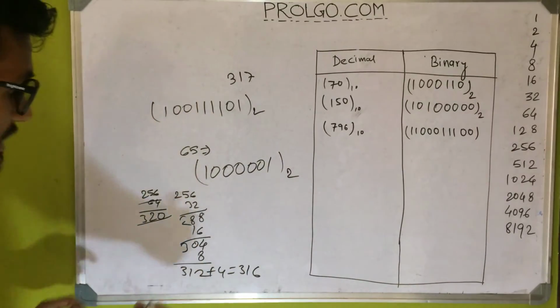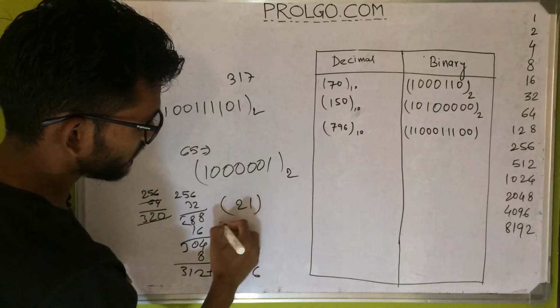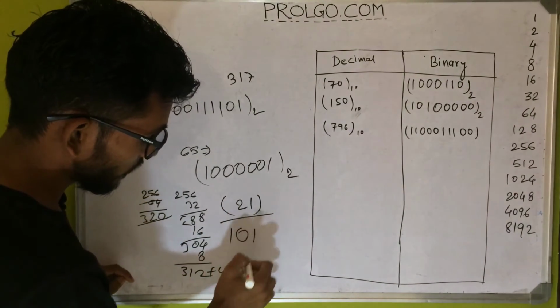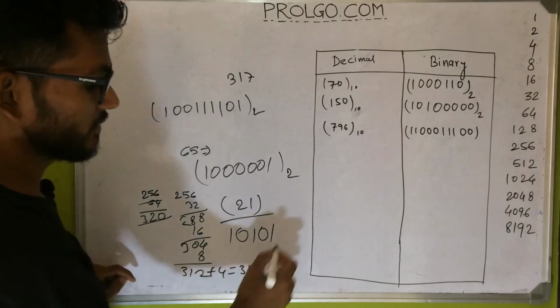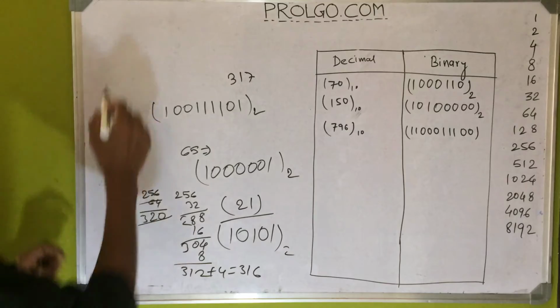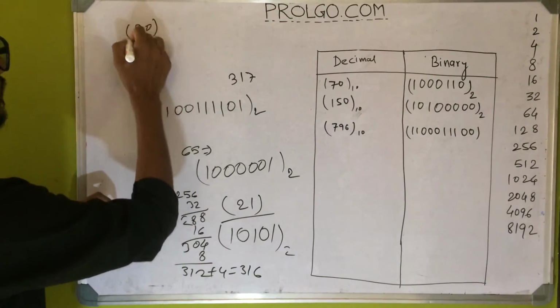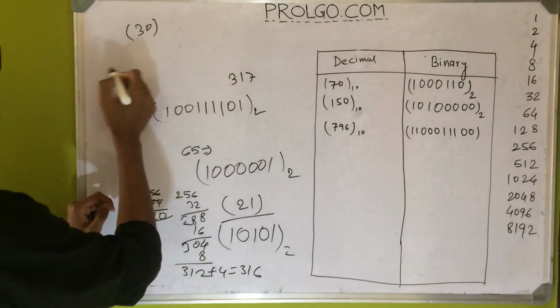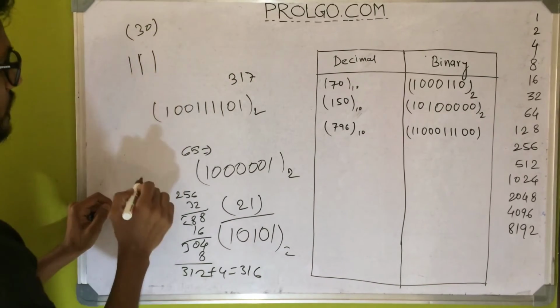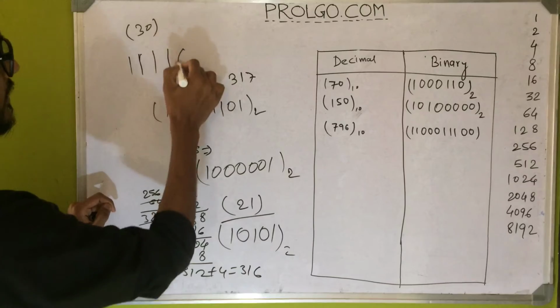Now just take another example. If someone says 21, so you have to use 16, 8, 4, 2, 1. This is in binary. Let's take another example, 30. Okay, so 30, 16, 8, 24, 28, 30.